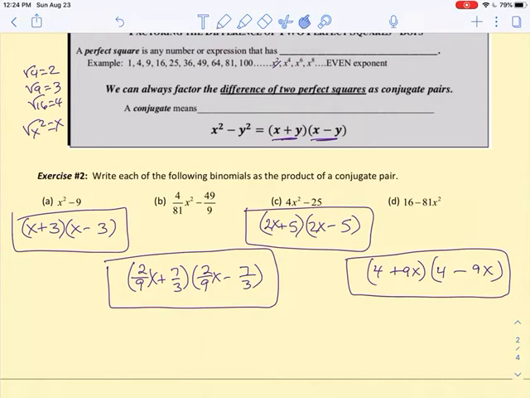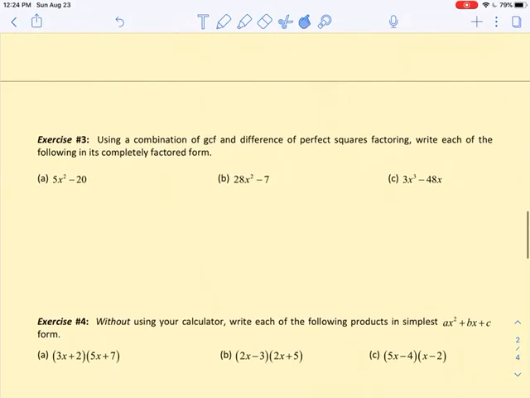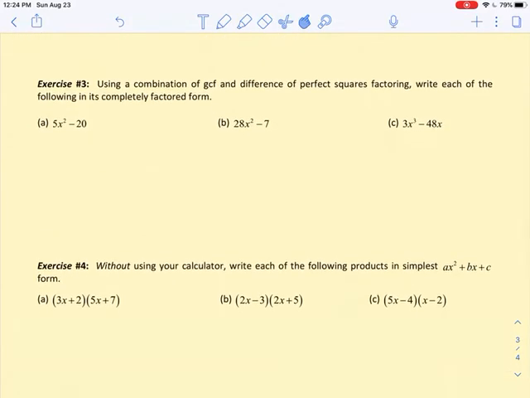Now, on the next page, we're going to start off by doing both. First, we're going to do the greatest common factor, and then we'll have to do the difference of two perfect squares, and then we'll get into some trinomials. All right, so number 3, first pull out the greatest common factor. So look at 5x squared minus 20. They both are divisible by 5, so 5 is the greatest common factor. Now, when I factor out a 5, when I divide by 5, I'm going to get x squared minus 4.